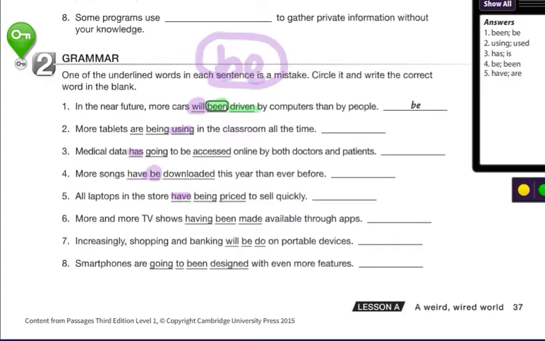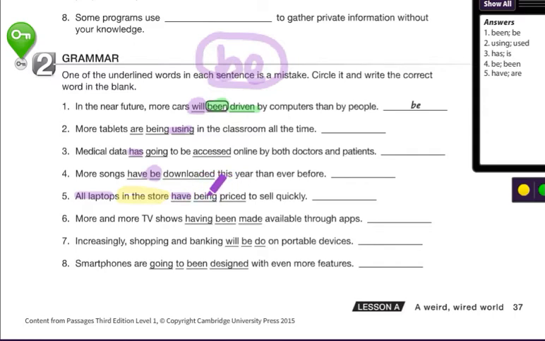So don't get confused with the object of preposition. In the store, this is not my subject. My subject is all laptops. So all laptops, it's a plural noun. Therefore, we use are instead of is. And don't get confused by in the store. It's not talking about the store. Being priced, is being priced, it's correct.